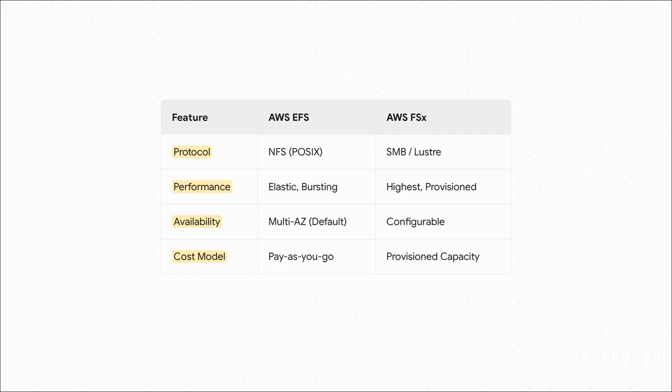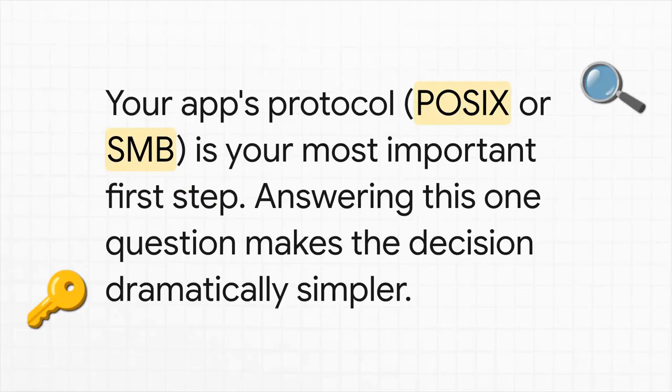And finally, cost. EFS is a true pay-for-what-you-use model. FSx is more like buying a server. You provision the storage and performance you think you'll need, and you pay for that whether you use it all or not. So listen, if you take one thing away from this, it's this.